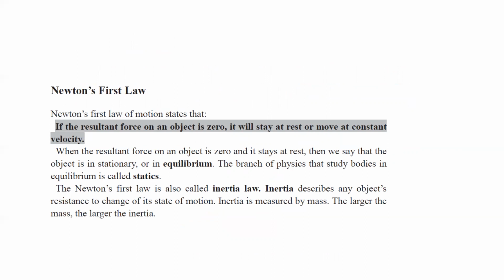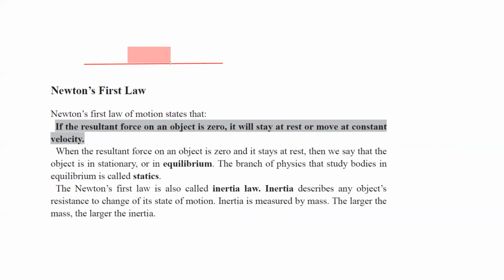Newton's first law states that if the resultant force on the object is zero, if there is no resultant force acting on the object, then two possibilities are there. If it's a stationary object, if the object is at rest, it will remain at rest. Or if it's a moving object, it will continue to move with a constant speed. According to the first law, which is also known as the law of inertia, an object does not change or resist the change in state.